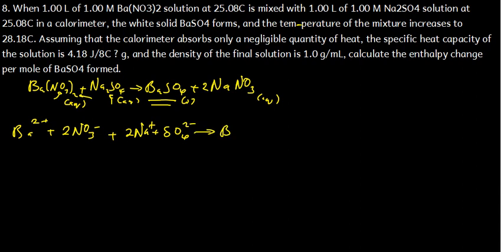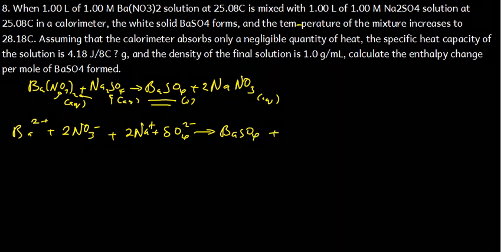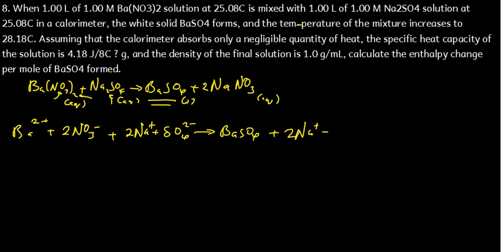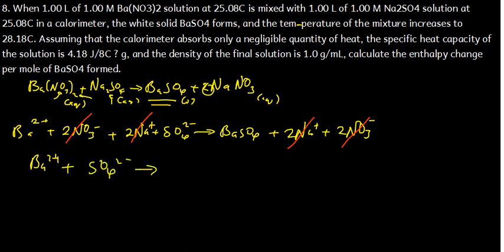Solids don't dissociate, so that remains like that. And then we've got 2 sodium ions. This 2 also applies to the nitrate, so we also have 2 nitrate ions. So we're going to cancel out spectator ions, those which are appearing on both sides. And so what remains is the barium 2 plus and also sulfate 2 minus, producing the barium sulfate. Alright, so this is what we have.